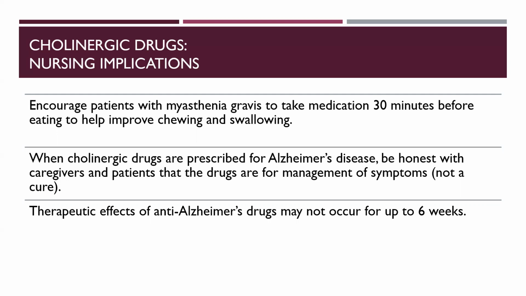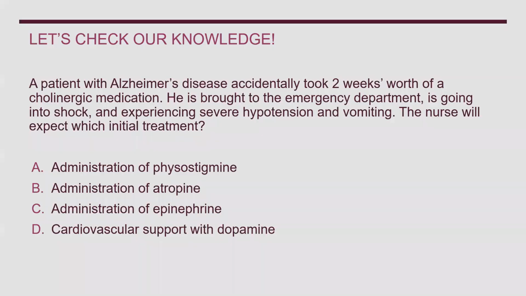When cholinergic drugs are prescribed for Alzheimer's, be honest with caregivers and let them know that this is not a cure. It just kind of slows the process, but it's not going to cure them of their Alzheimer's. And therapeutic effects of these drugs may not occur for up to 6 weeks.